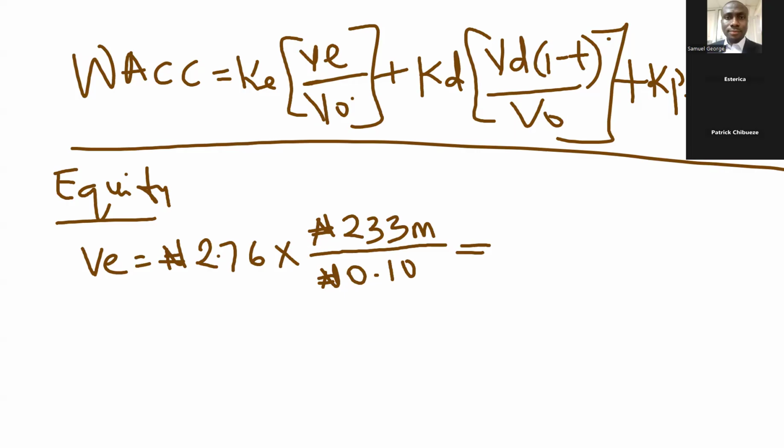So what do we have? If you do 233 divided by 0.1, that is 2,330, multiplied by 2 naira 76 kobo. That's 6,430.8, which is 6,431.